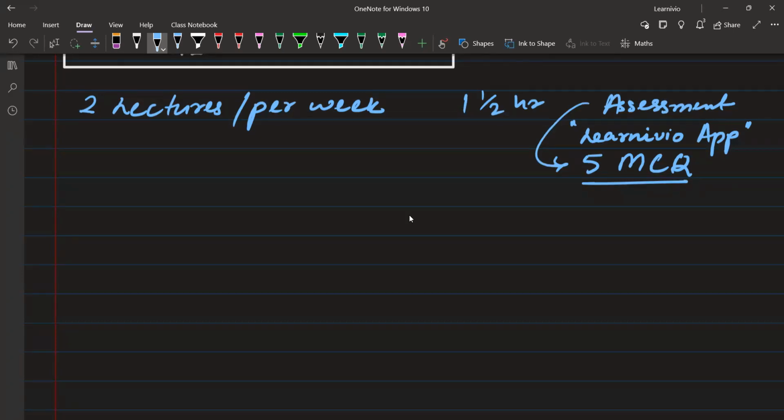For example, in the next class, we will be talking mainly about the mole concept. Once the lecture is over, you will get a test of 5 MCQs with questions related to the mole concept. So after every class, you will have this after-class assessment, on the website or the app, whatever you are going to use. Now, there will be tests in every 2 weeks.